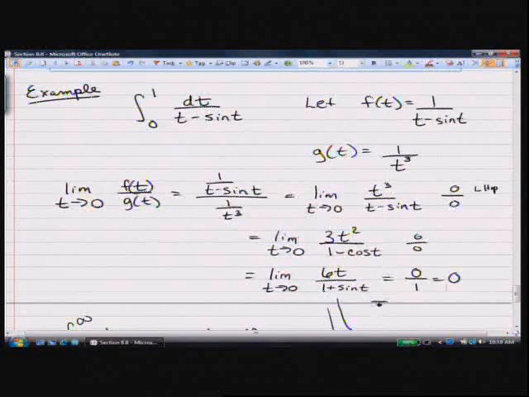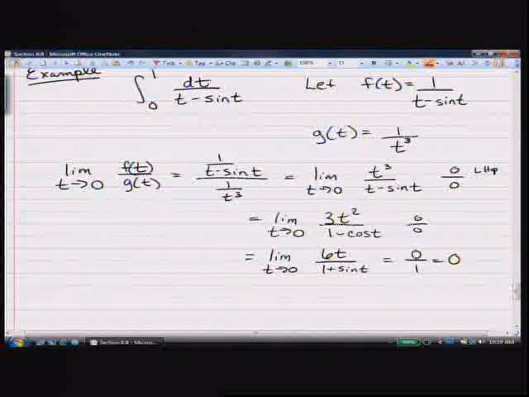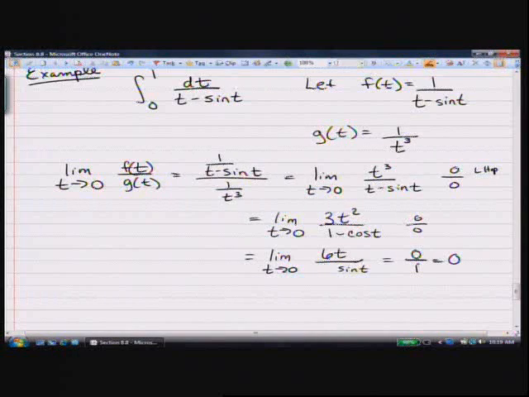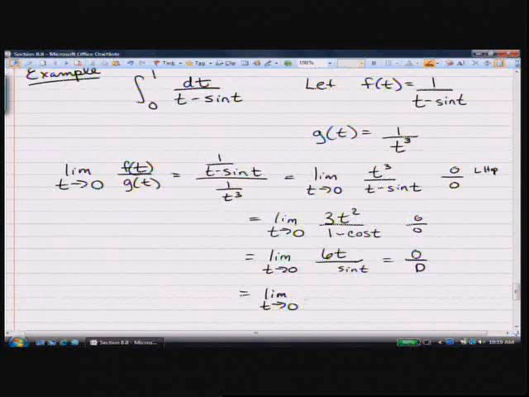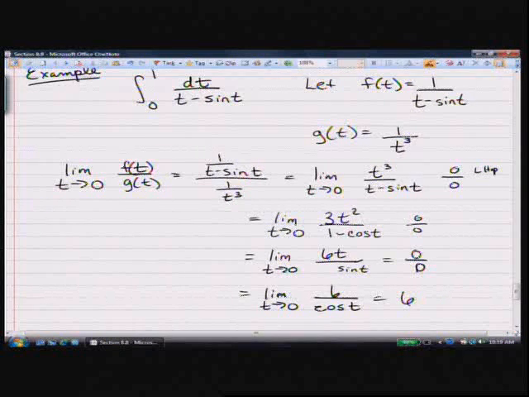So, did I mess up? Is that 1 supposed to be the 1 plus sine t? Oh, no, it should be. Yeah, plus sine t. So that's still 0 over 0, which is yucky. So we'll use L'Hopital's rule again. And we'll get 6 over just plain old cosine t, and then we get 6. Okay, so our limit is 6.